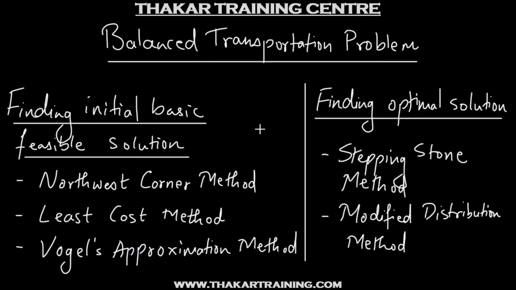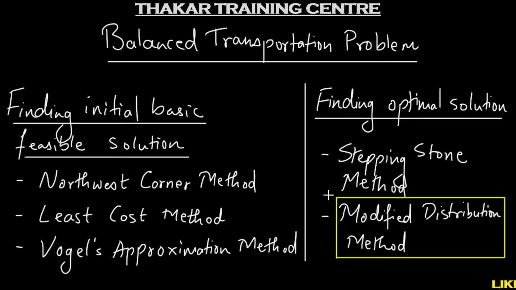So far, in our discussion on finding solution of a balanced transportation problem, we have discussed the three methods of finding the initial basic feasible solution, which are the northwest corner method, least cost method, and the Vogel's approximation method. We have also discussed the stepping stone method to check if a basic feasible solution is an optimal one, and if it is not, then how to find the optimal solution. In this video, we will discuss the modified distribution method.